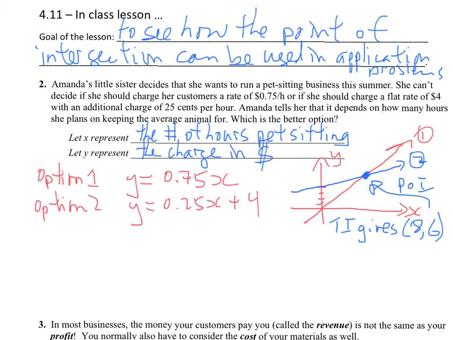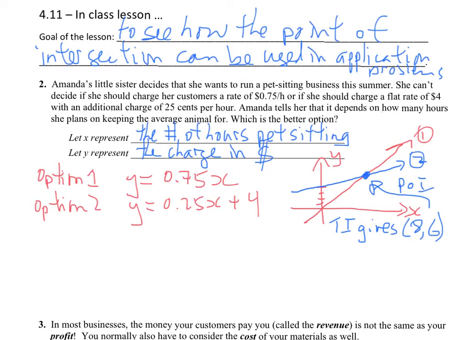So the point of intersection tells you where things change. Your situation changes, which is what Will said. So if it's to the left of the point of intersection, they're not staying long, go for option 2. If it's to the right of the point of intersection, charge them option 1, you'll make more money. Does it matter which one you go with at the point of intersection? No, it's the same amount of money. So let's write that up.